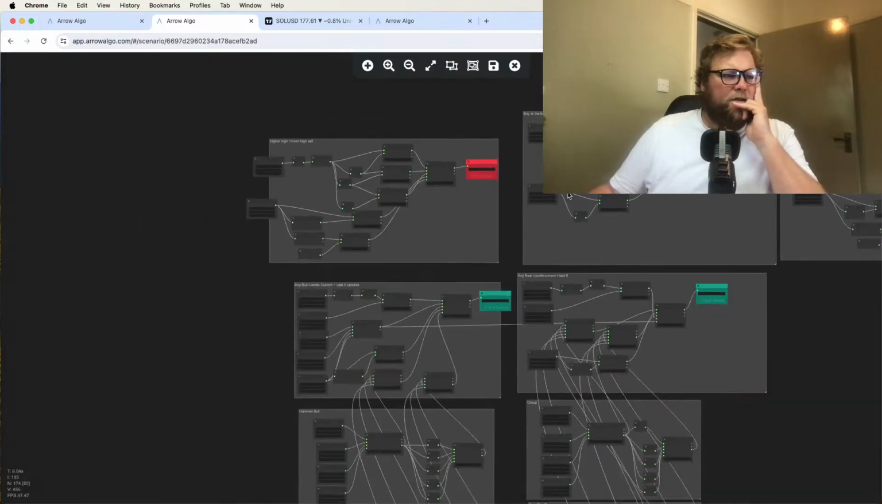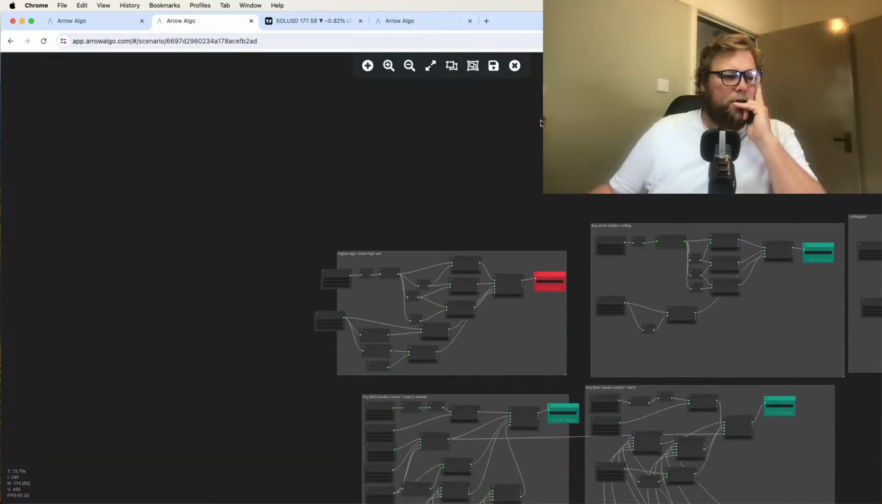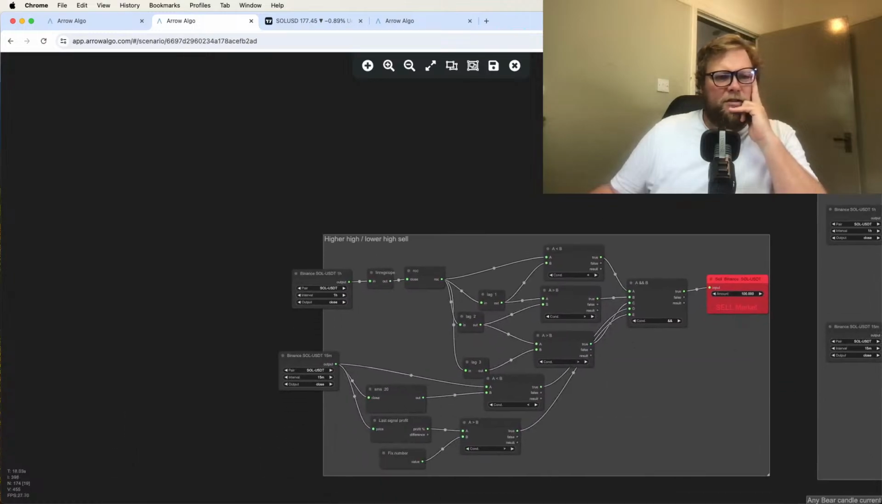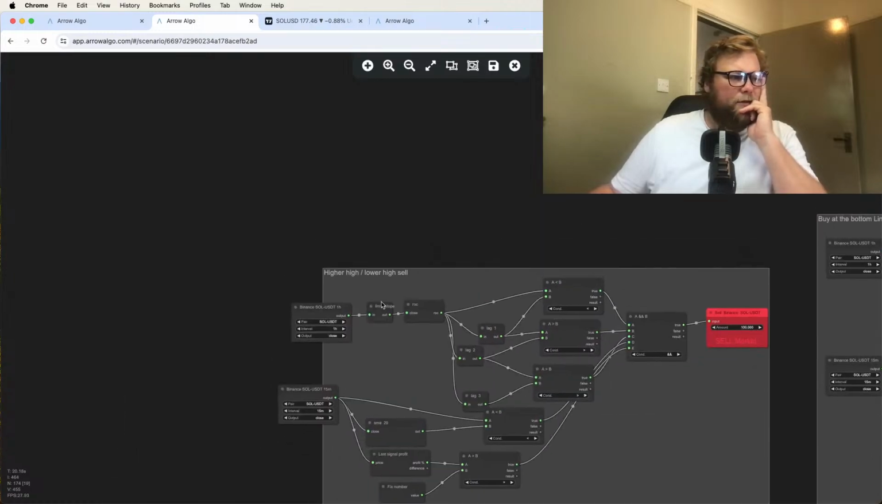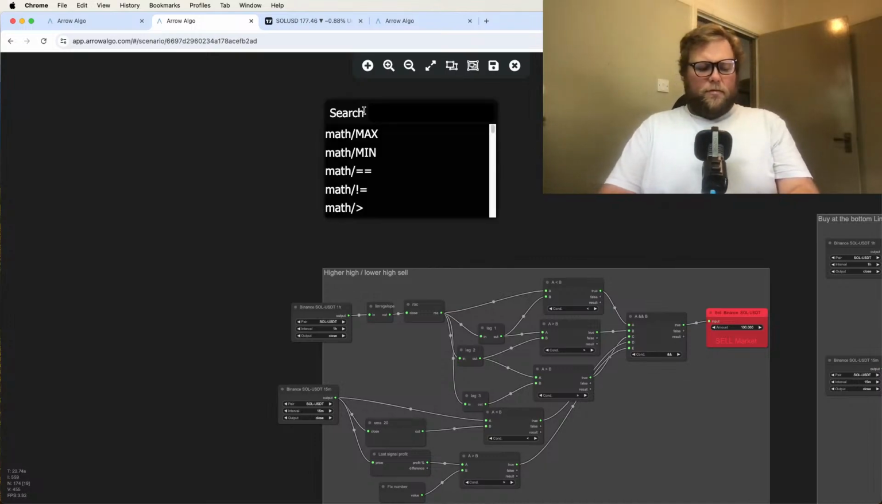And you can see how these strategies just build up and get more complicated and more complicated. I try not to let them get too complicated. Obviously the simpler the better, but we need to have enough rules in there to make sure that we're only trading in the conditions that we want to be trading.